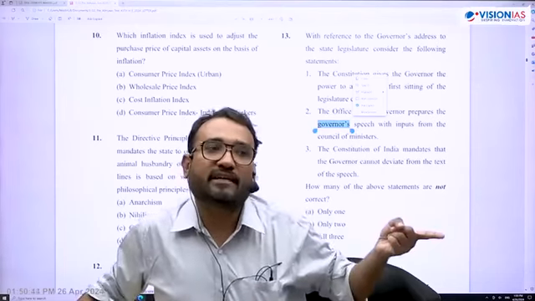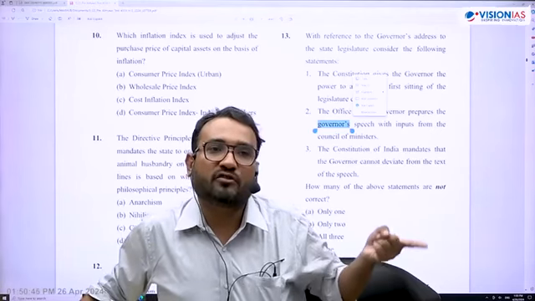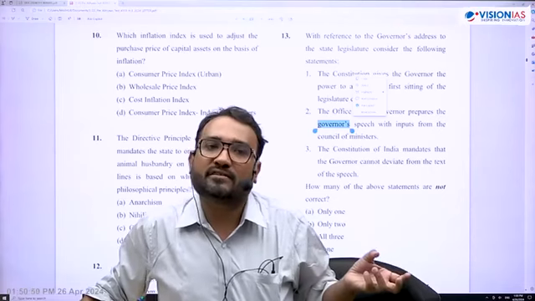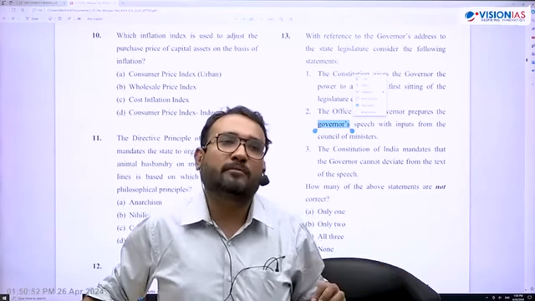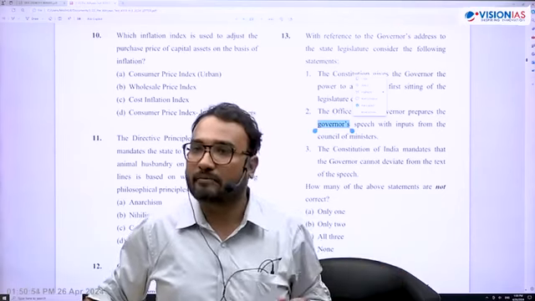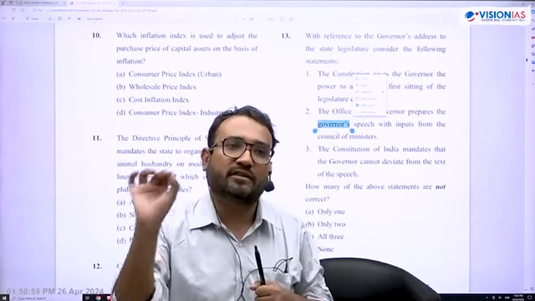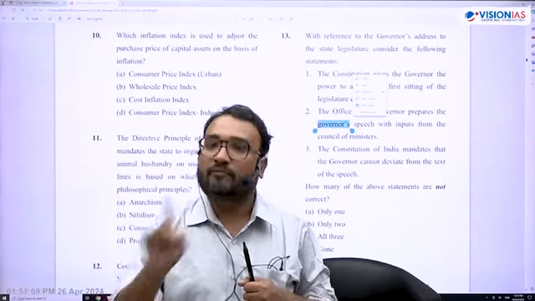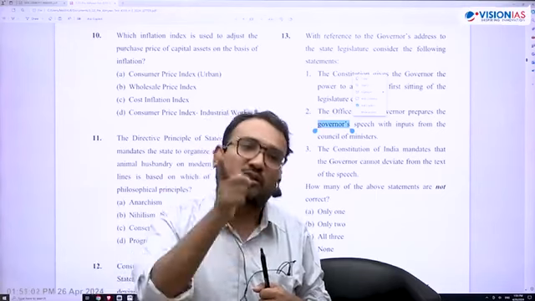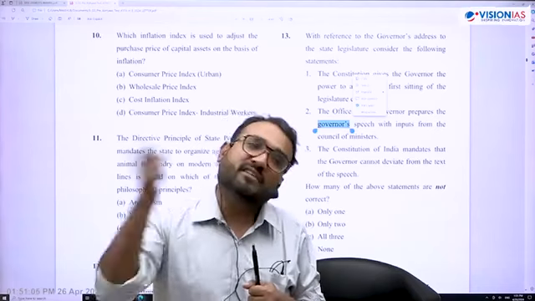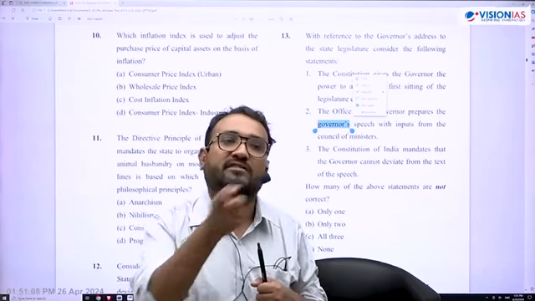So Article 74 of the Constitution, the President shall act on the aid and advice of Council of Ministers. Next, the President may ask them to reconsider their decision, which becomes binding on them if it is sent for the second time. So what is the difference between President and his Council of Ministers versus Governor and his Council of Ministers? First, President is constitutionally obligated, compulsorily must act on the advice of Council of Ministers if it is sent for the second time.